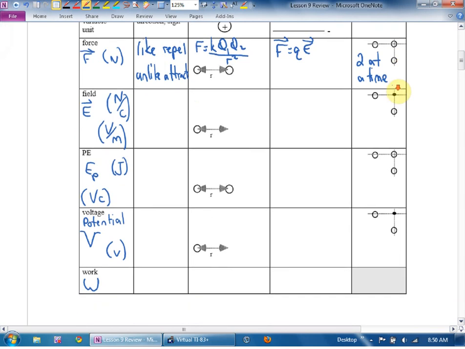How did we find the direction for electric field? Because it was also a vector. What was the direction for an electric field? Okay, we asked a question. What was the question? Which way? I'm going to write from positive to negative, which was true, but it's which way would a positive tiny test charge want to move if it could, which is from positive to negative.